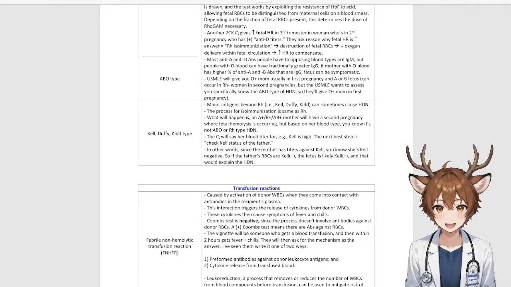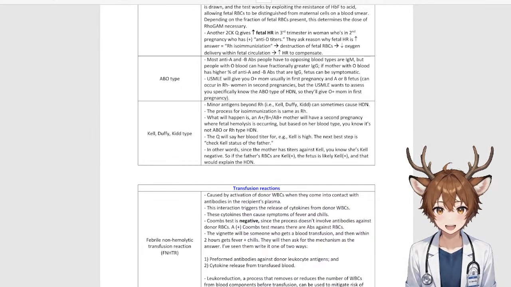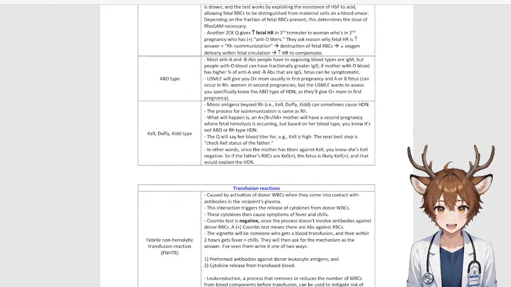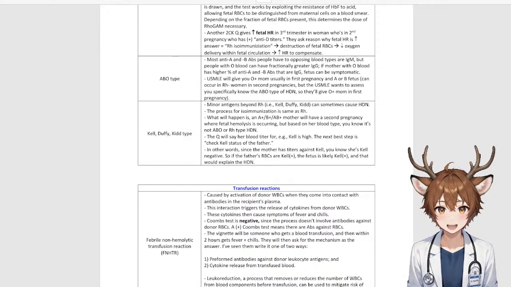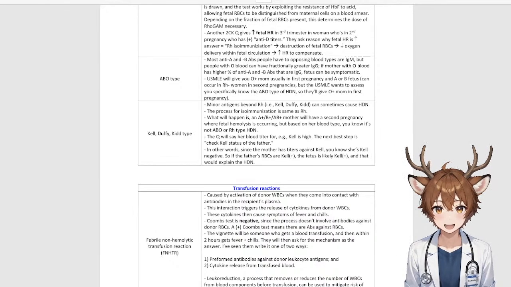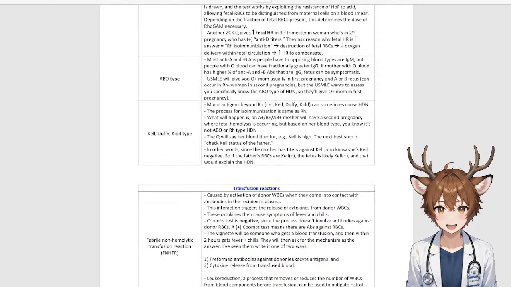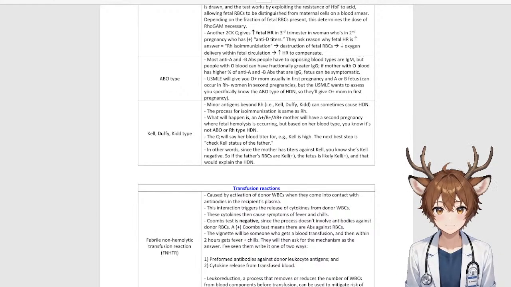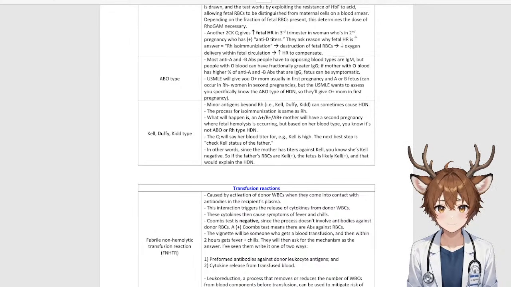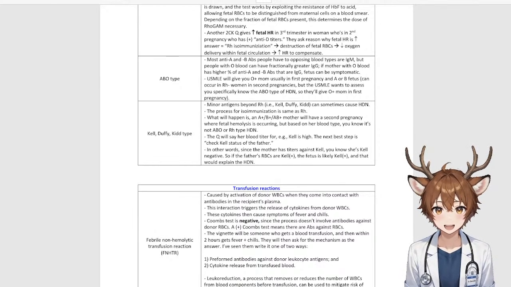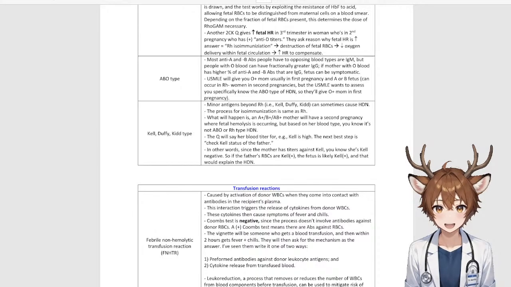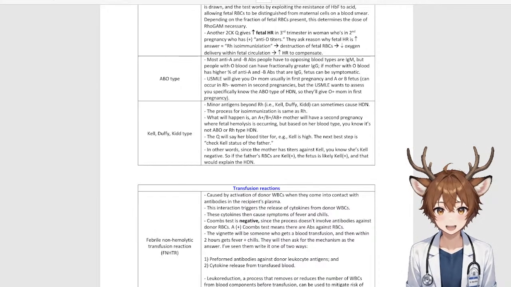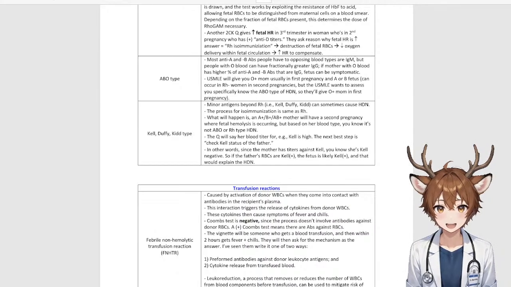Okay, the process of isoimmunization is the same as Rh. What will happen is that an A positive, B positive, or AB positive mother will have a second pregnancy where fetal hemolysis is occurring, but based on her blood type, you know it's not ABO or Rh type HDN. The question will say her blood titer, for example, Kell is high. The next best step is to check Kell status of the father. In other words, since the mother has titers against Kell, you know she's Kell negative, so the father's RBCs are Kell positive, the fetus is likely Kell positive, and that would explain the HDN.